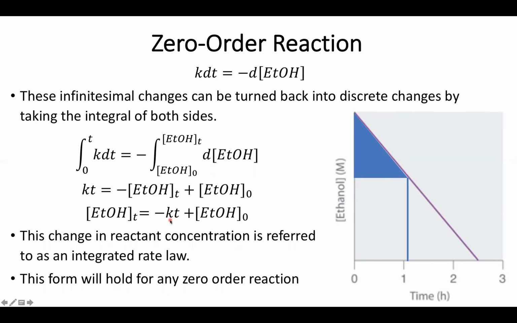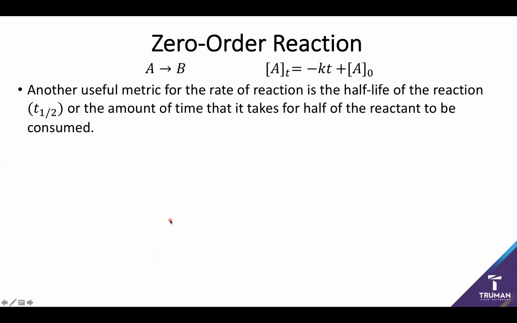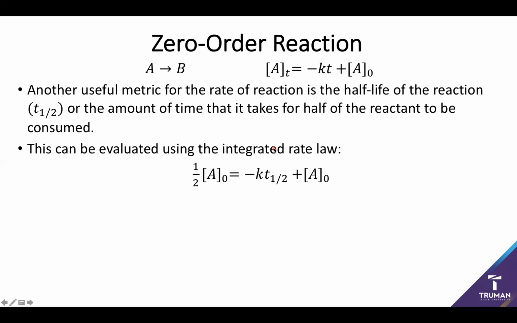However, another useful metric for a zero order reaction is the half-life, or simply what amount of time it will take for half of the reactant to be consumed. So for me to consume half of A as I go to B, we can do this using our integrated rate law and simply solve for at what time my concentration is half of its initial value. So I plug in half A naught for my concentration, and I call this ending time my half-life.